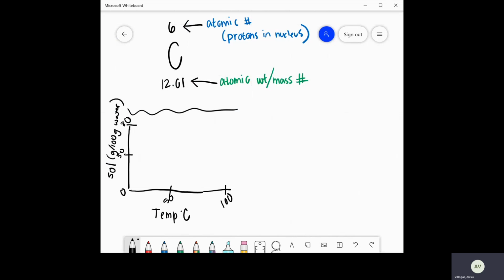And she had one substance B that was like this, and she had another substance A that I believe was like this. So that's how it looks in your textbook.